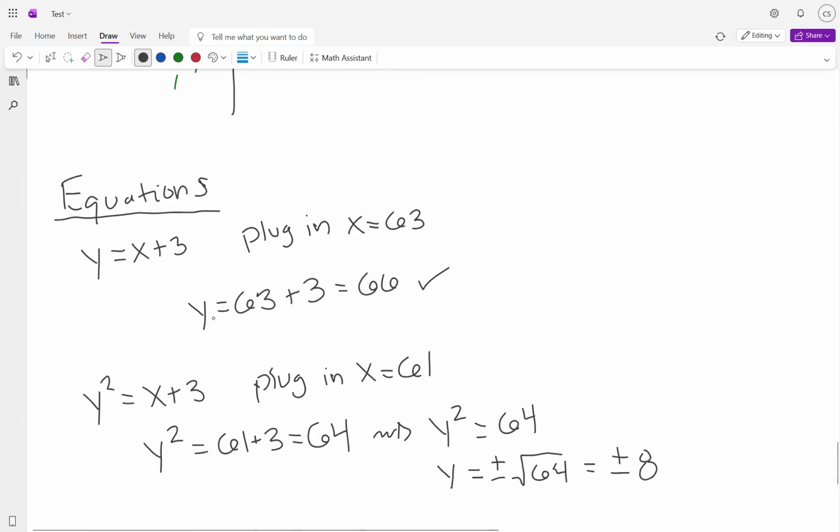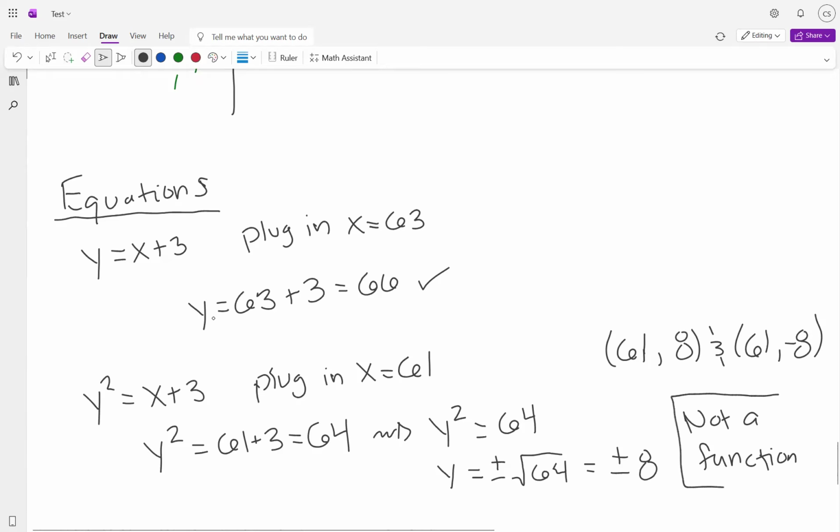So what that tells me is my input of x being 61 as a point, I'll have 61 comma 8 as an answer, and 61 comma negative 8. So for one input, I have two outputs. So this one's not a function. Okay, so we did something to our y here. We have a y squared.